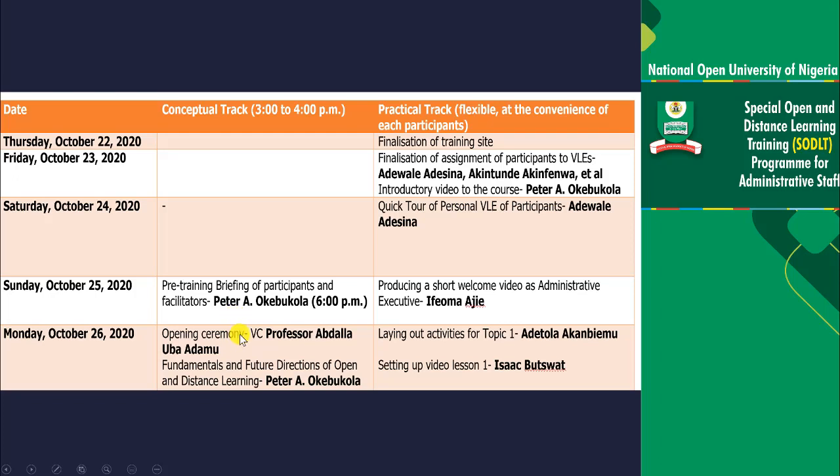We are the best ODL institution in Africa. So we give them the best here. So what do we have? I've shared the program with you. The conceptual track, as I said, we run from 3 to 4. The practical track is flexible. It's at the convenience of each participant. So the program is there. Let's even see it in more detail.